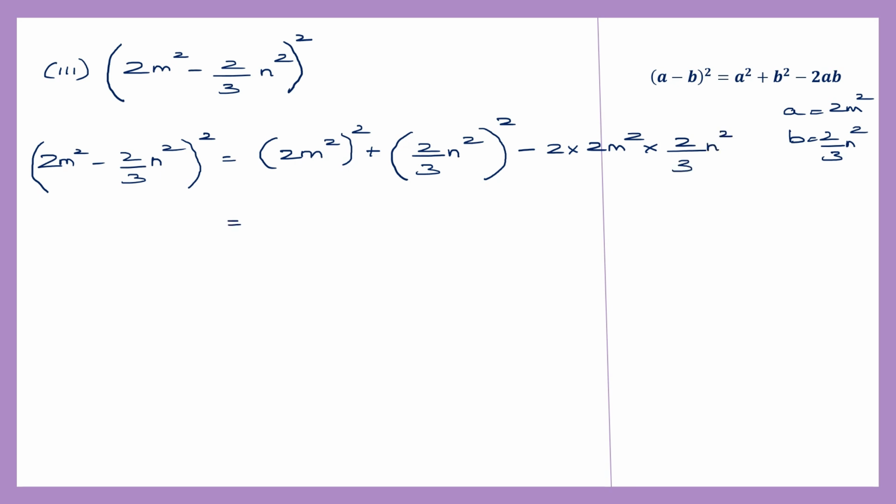Now let's simplify this. So here we have 2m square, the whole square. That means 2 square and m square raised to the power of 2. So first let's get 2 square.